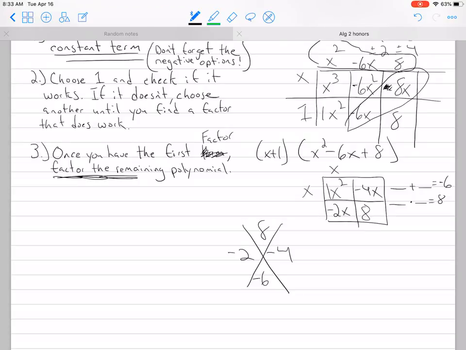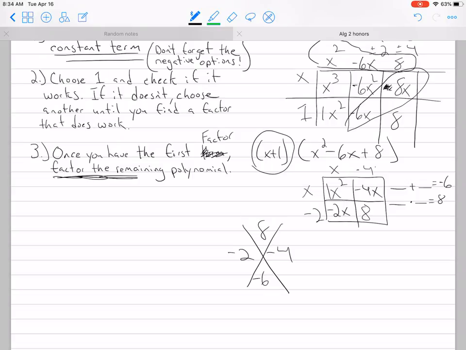Now, what do I have here? X times negative 2 is negative 2x. X times negative 4 is negative 4x. Negative 2 times negative 4 is negative 8. I am looking good. Actually, I don't need to move it over.